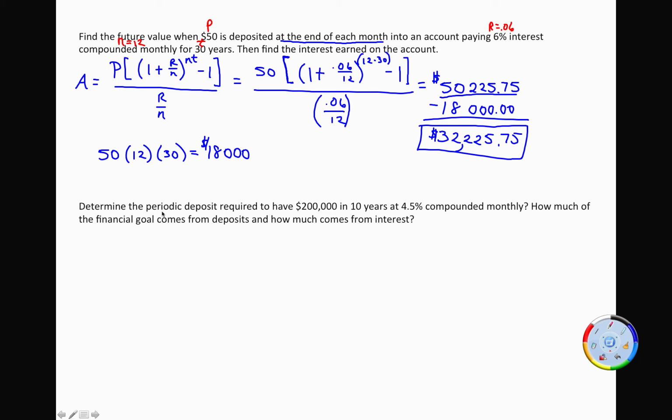Determine the periodic deposit required. Okay, so now I'm solving for the present value, what I have to put in today to have $200,000 in the future, right? So that means I'm going to use this formula, the one that's solved for P, solved for the present value. And it looks like this.